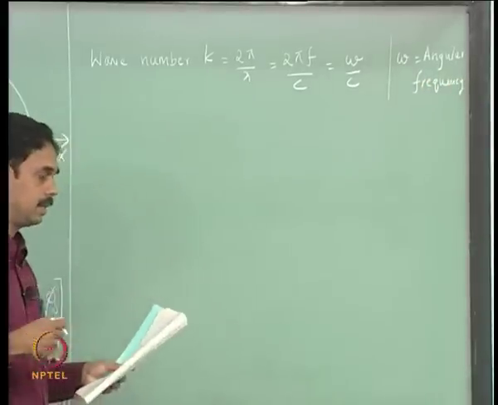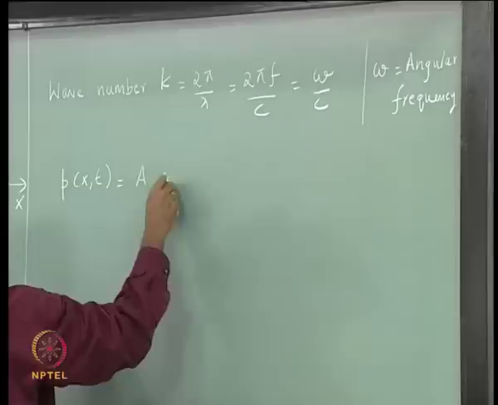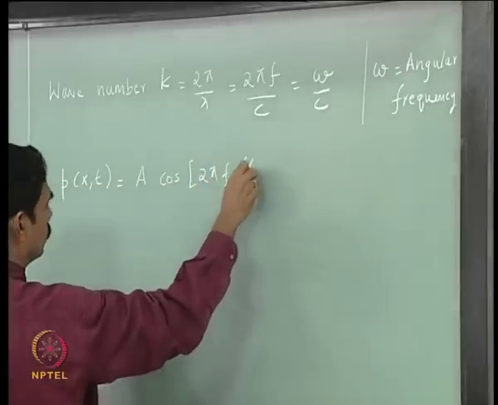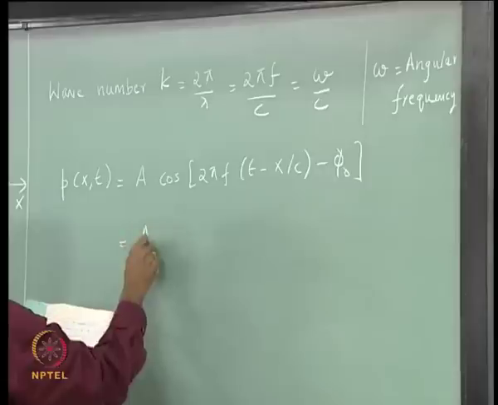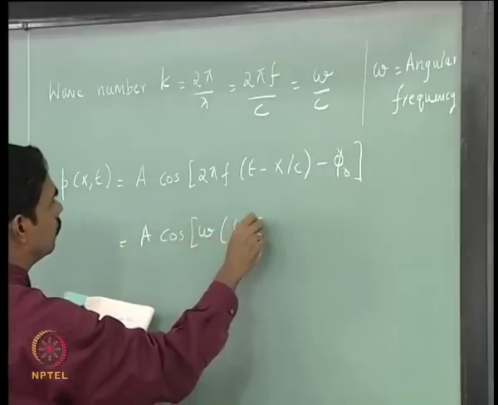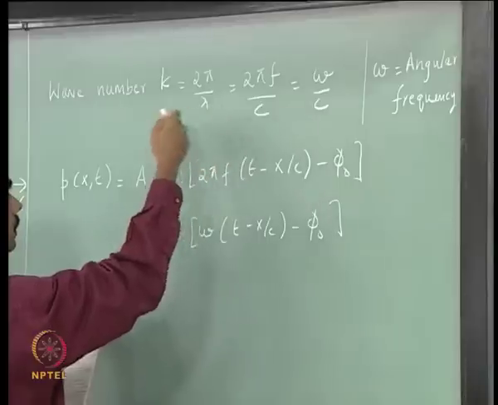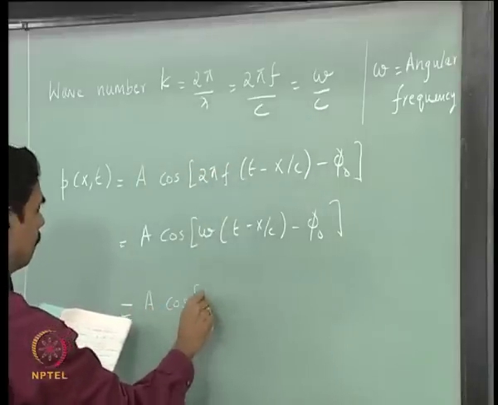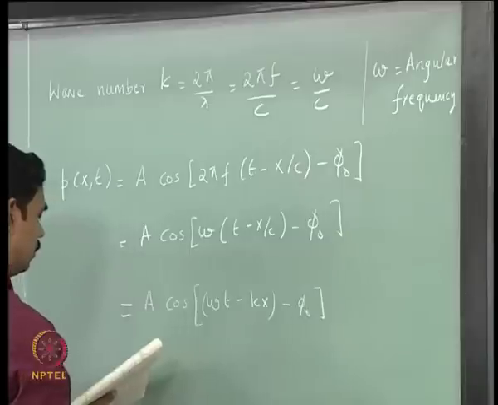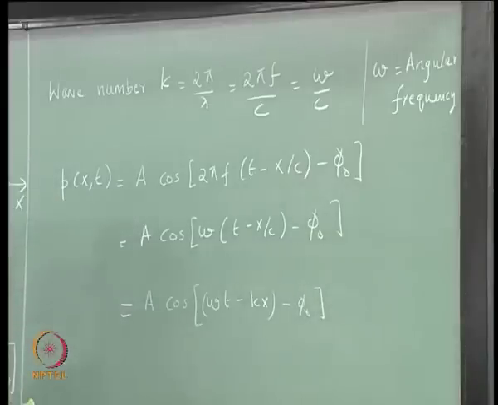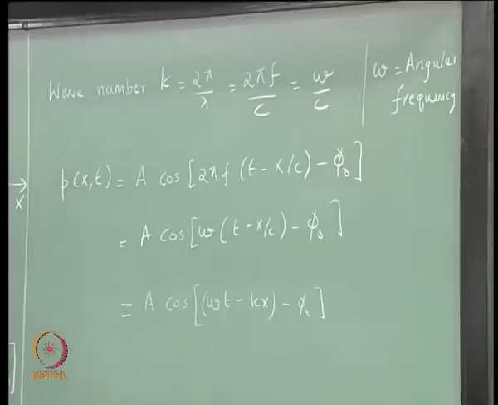So we can now write the expression for the harmonic wave as follows. This is what we had to begin with. We can equivalently write this in terms of omega. Also, in terms of wave number we can write it, because omega over c is k. This is written for the right turning wave. We can also similarly get an expression for the left turning wave as well.